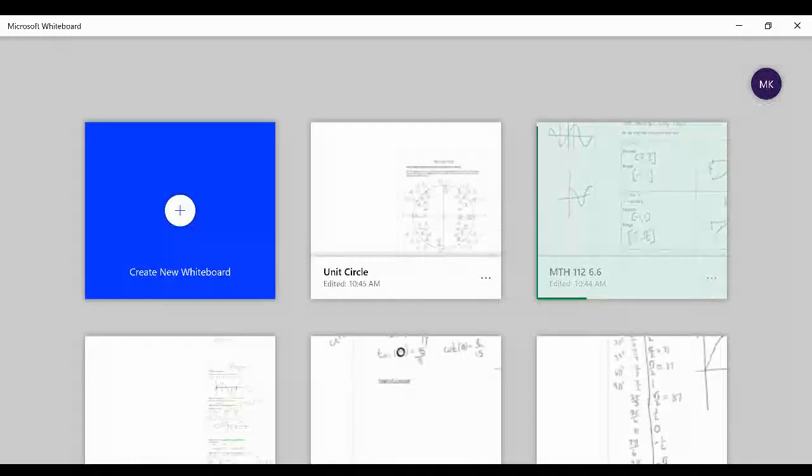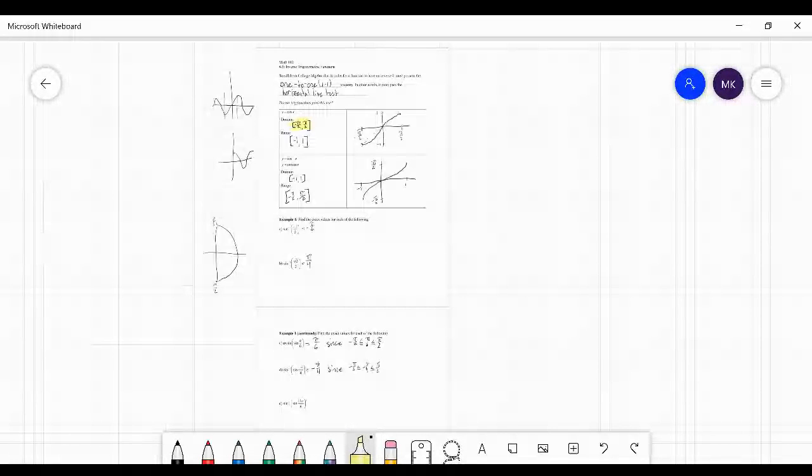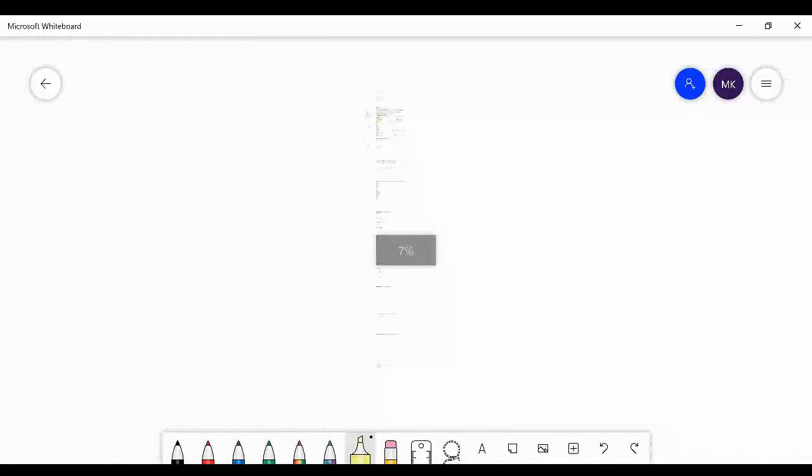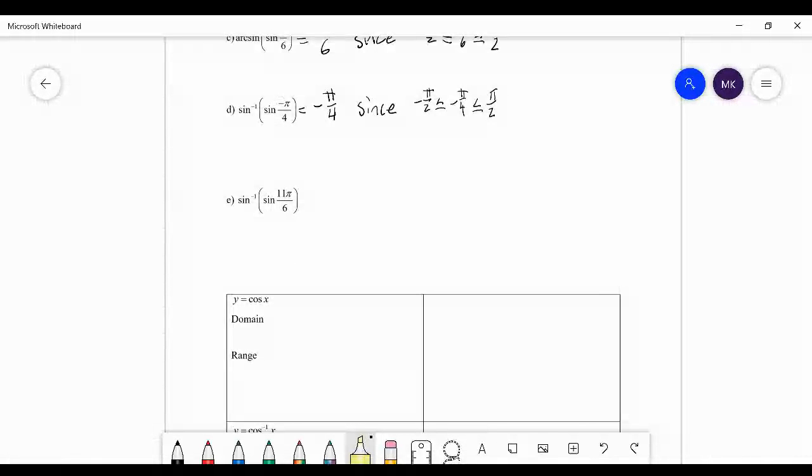And so when we're looking at this inverse sine of 11 pi over 6, we want to rewrite this as inverse sine of negative pi over 6. And now, since negative pi over 6 is between negative pi over 2 and pi over 2, this just simply cancels the sine and inverse sine, and we get negative pi over 6.